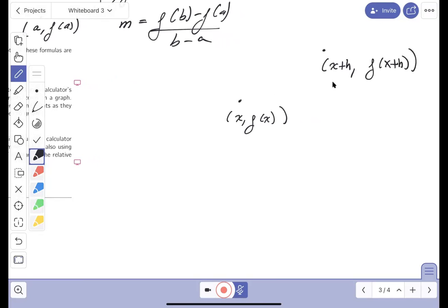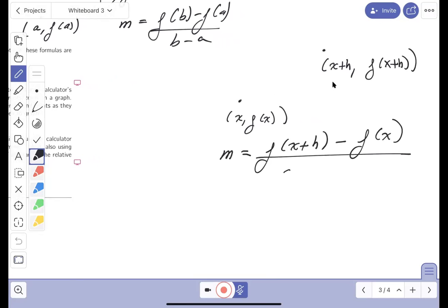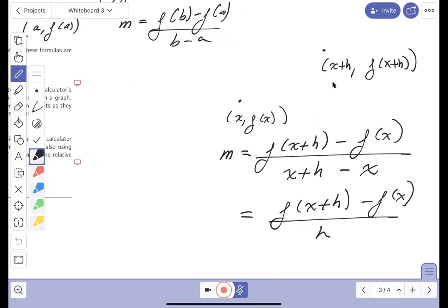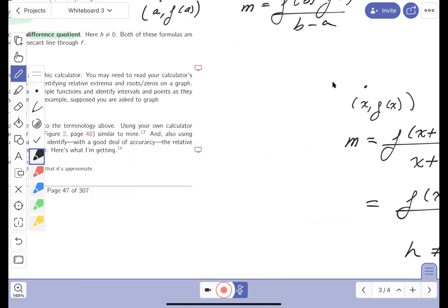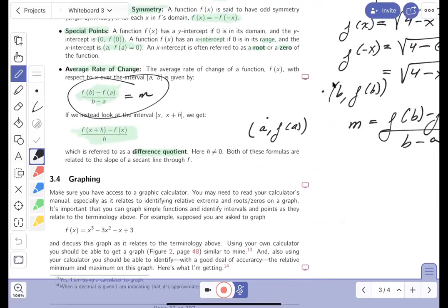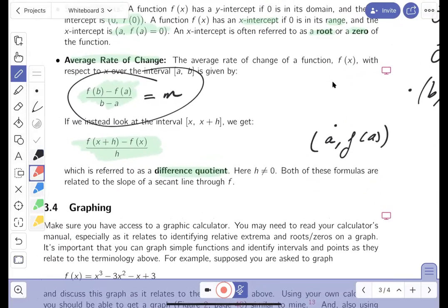All right. What's slope? Let's write this down for you. f of x plus h minus f of x over the change in x, which is x plus h minus x. Well, this thing simplifies to f of x plus h minus f of x over h, with the understanding that h can't be 0 because you can't divide by 0. All right. So I'm going to say that these two here are essentially the same thing.